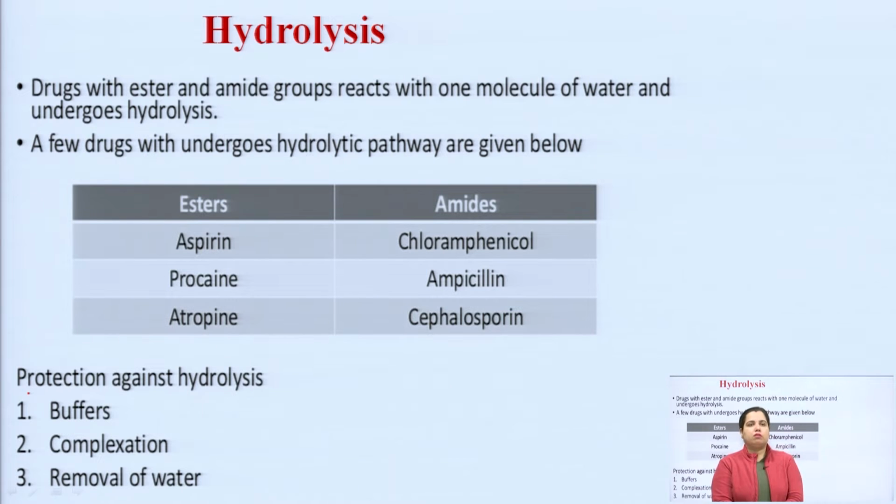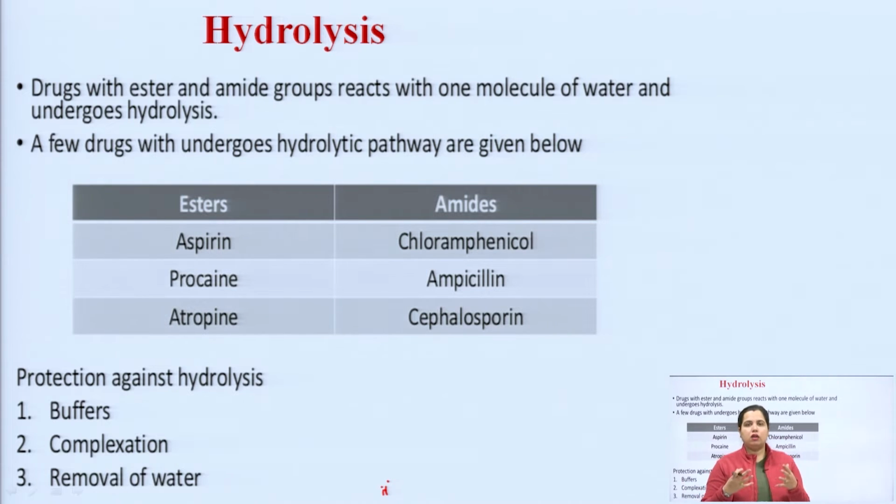Hydrolysis. First, a drug with an ester or amide group reacts with one molecule of water and undergoes hydrolysis. Basically, hydrolysis means reaction with the water molecule. A few drugs that undergo the hydrolytic pathway are given below: esters, like aspirin, procaine, atropine. These are a few examples. Amides: chloramphenicol, ampicillin, cephalosporins. These are basically the drugs or APIs which are prone to hydrolysis during storage or during preparation.